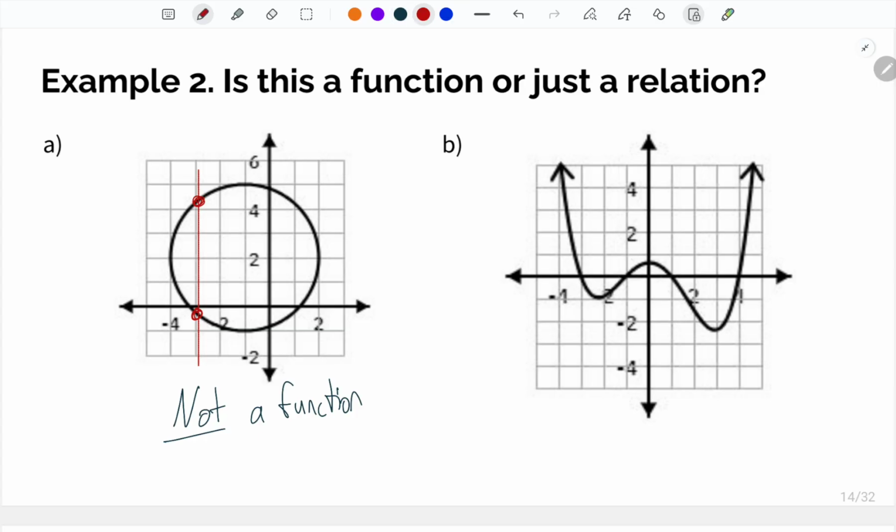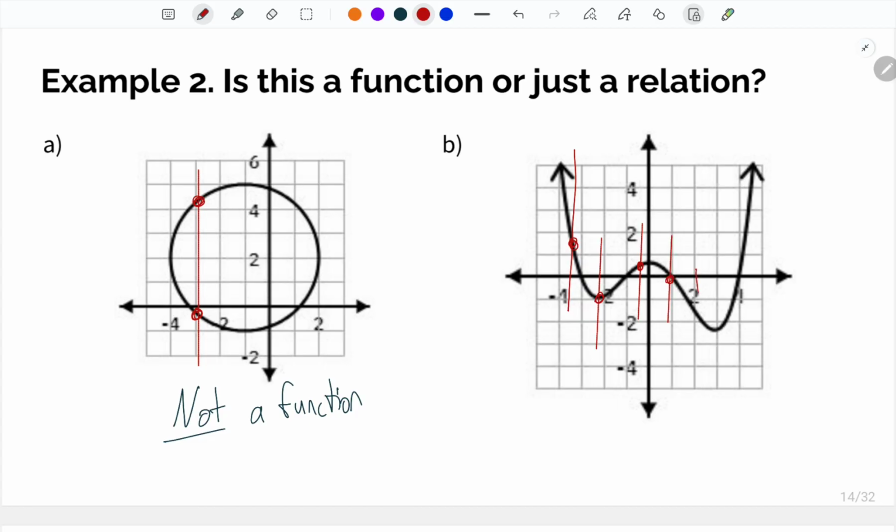Whereas, let's take a look at this next one. If I draw a vertical line, and you want to make sure it works everywhere, that first vertical line only crosses once. This next vertical line only crosses once. You can pretend like you have a ruler, hold the ruler vertically, and just take that ruler across from left to right.